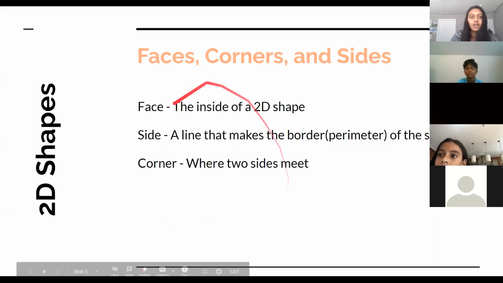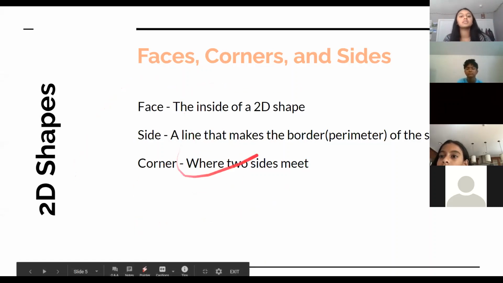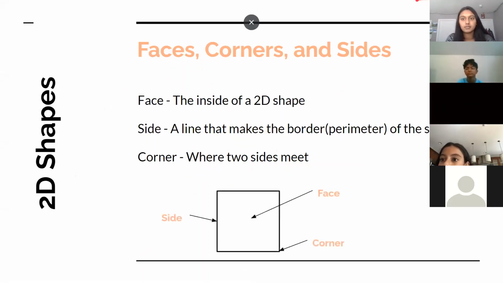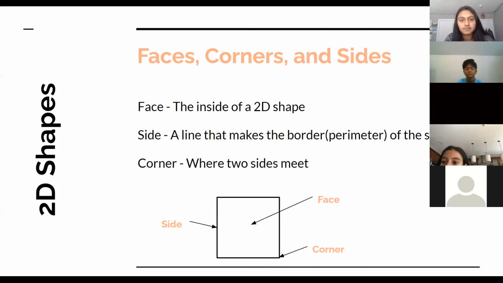Okay. So now we'll go to the parts of a 2D shape. Side, face, corner. Give me 1 second. I'm going to try to figure this out, okay?